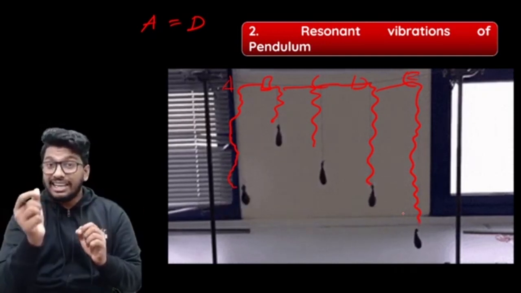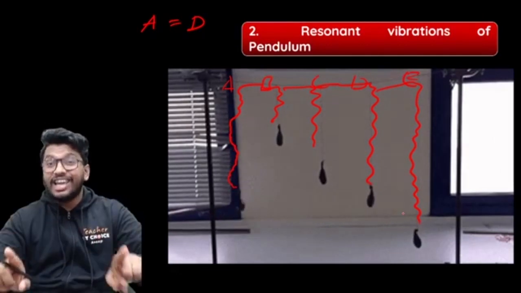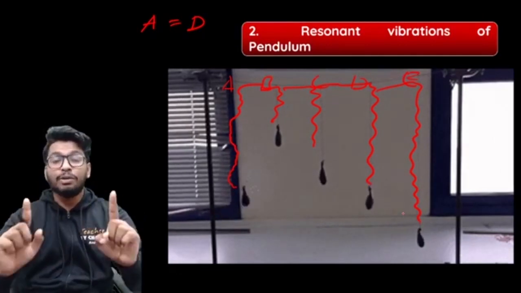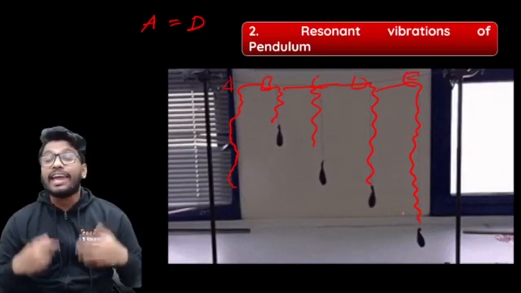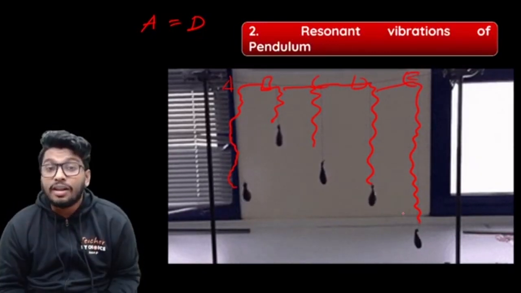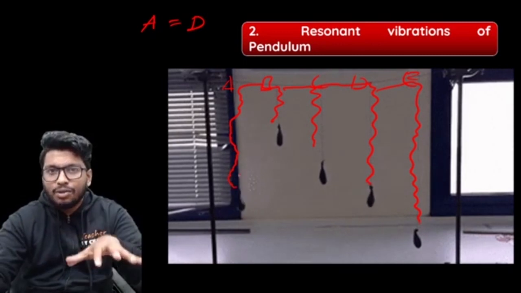All the others are vibrating to a little extent, but D, on the other hand, would be the one which will be oscillating with the maximum amplitude, and it will be in sync with A. Why? Because their frequencies are equal. So this is the forced vibration.